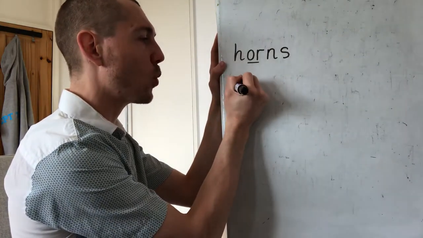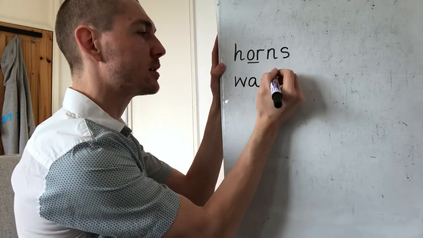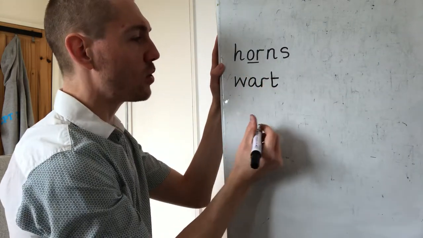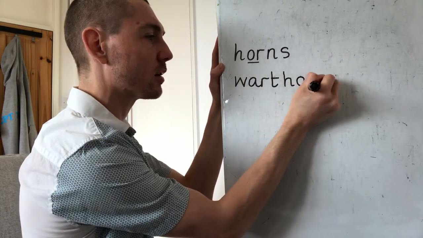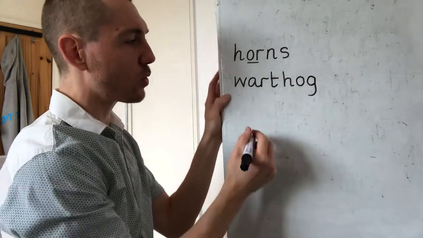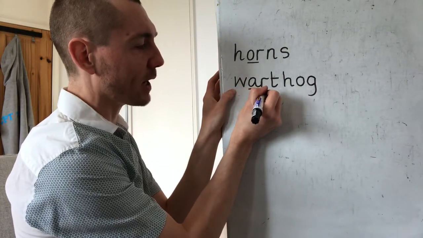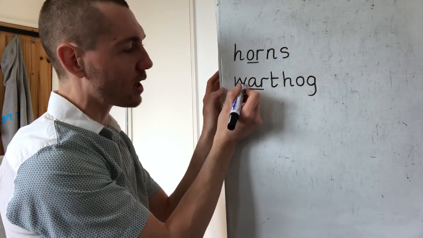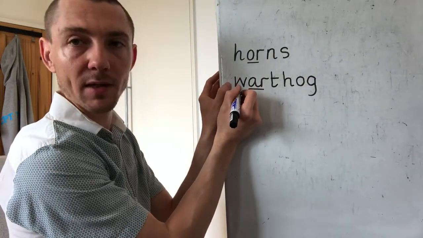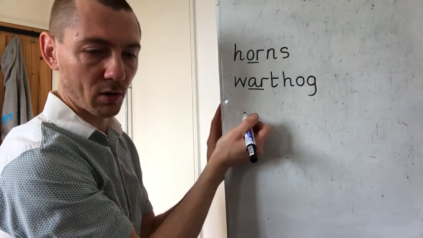And we say or, wart, hog, warthog. And we've got the AR spelling of or. Remember, it often follows a w spelling, doesn't it? And the same in this case with wart, hog, warthog.